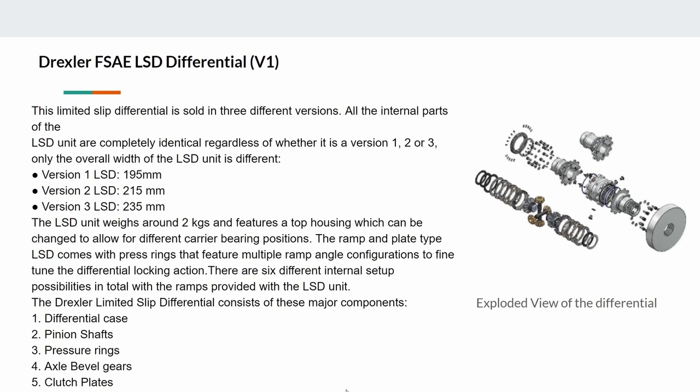The one key feature of this LSD is its top housing, which can be modified to accommodate different carrier bearing position. This ramp and plate type differential comes equipped with press rings that offer multiple ramp angle configuration, allowing us to fine-tune the locking action to suit various driving conditions. In total, there are 6 internal setup possibilities using the provided ramps. The major components of the Drexler LSD included the differential case, the pinion shaft, the pressure rings, the axle bevel gears, and the clutch plates.